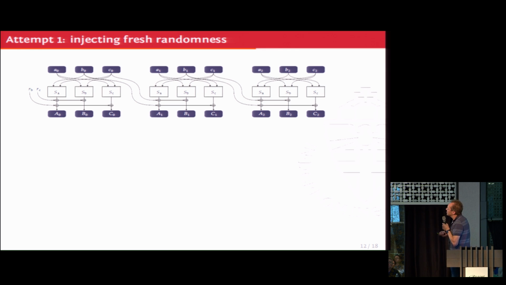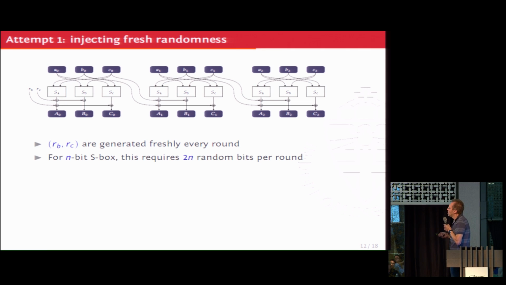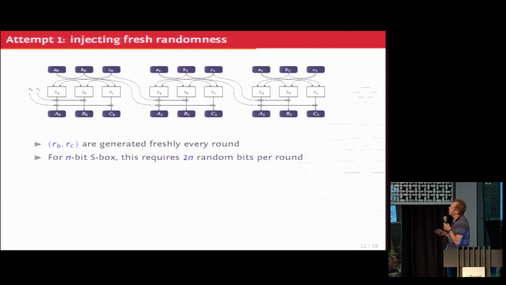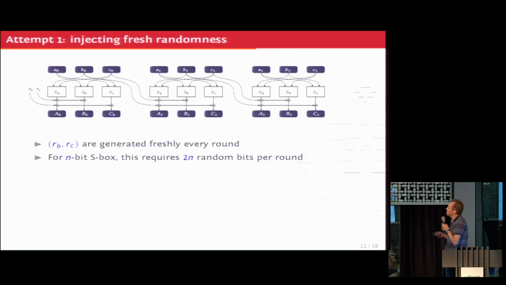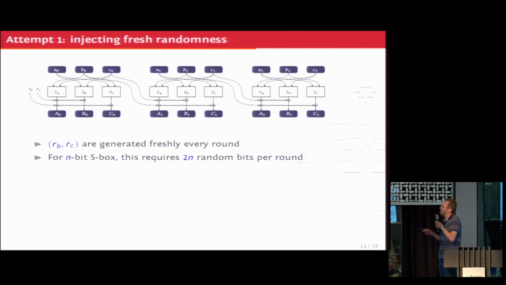The first attempt was, okay, we're just going to inject fresh randomness every round. If the S-box is, let's say, 4 bits, this is generic, not only for Chi. If the S-box is 4 bits, that requires 8 random bits per round. If you look at what people are trying to do with the AES S-box, this is quite modest. So only 8 bits per round.